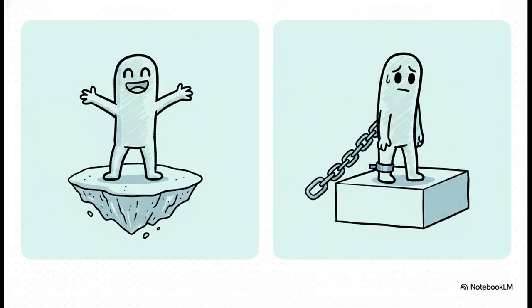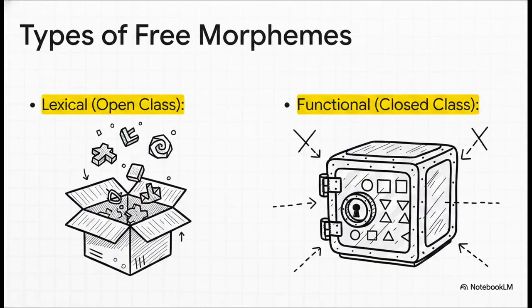They're like little attachments that need a host word to make any sense, like the plural s or that prefix un we just saw. Now, even these free spirits have their own little cliques. They break down into two types. On one hand, you've got lexical morphemes. Think of these as your content words, the nouns, the verbs, the adjectives. We call this an open class because we're inventing and adding new ones all the time. I mean, words like blog or vibe weren't really a thing a few decades ago.